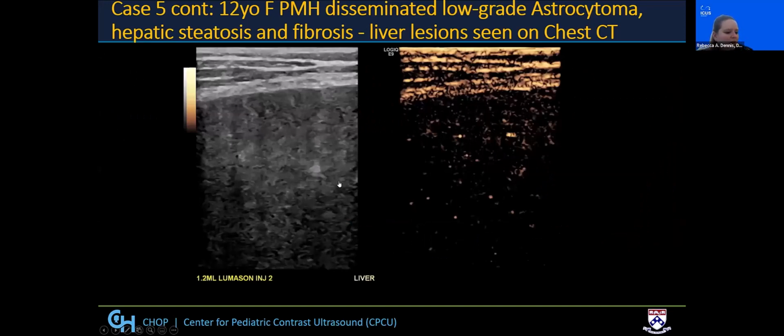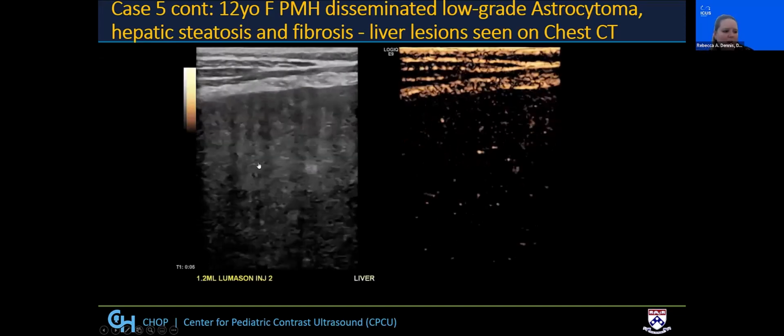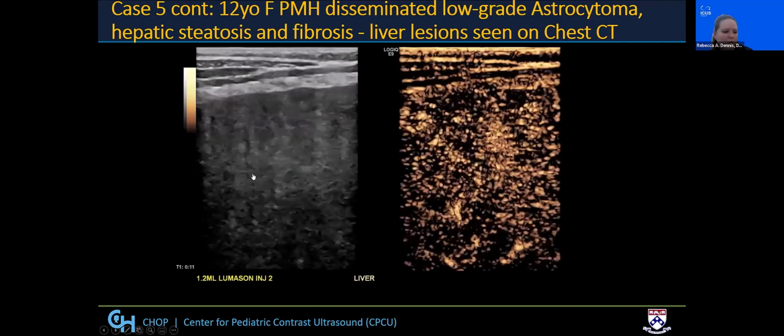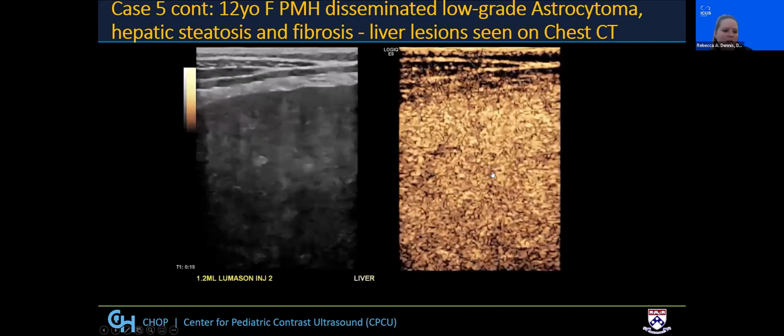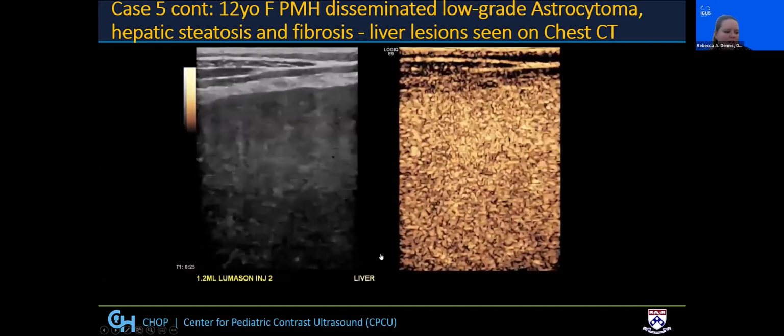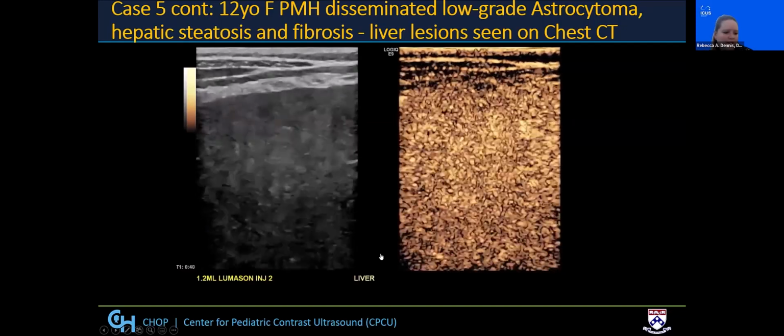A second injection was performed with a linear probe, since we could see a few lesions with the linear probe. And even though there's increased bubble destruction, we wanted to see if any of these lesions, since they're so small, did hyperenhance with just focus on them. And as we can see, there's a couple of hyperechoic lesions scattered within the liver, and there's no abnormal hyperenhancement on early arterial phase, and there's no early washout on venous phase.